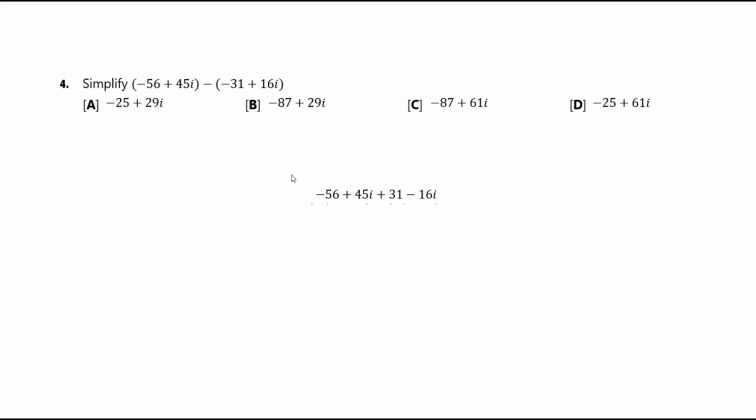Now we can go ahead and simply combine like terms and add them. So we can combine the negative 56 with the 31. We can combine the 45 with the 16, and therefore giving us negative 25 plus 29i. So the answer to this question is A.